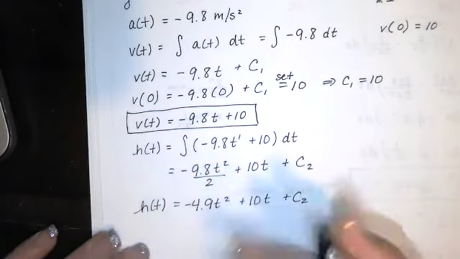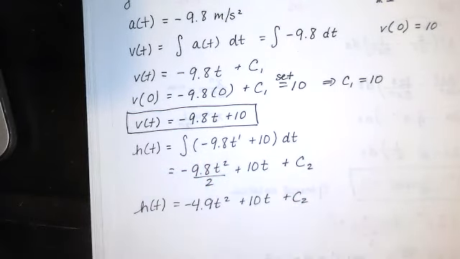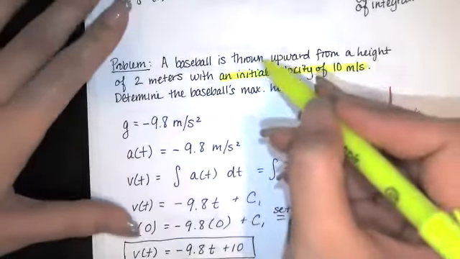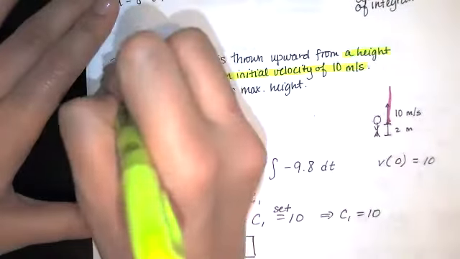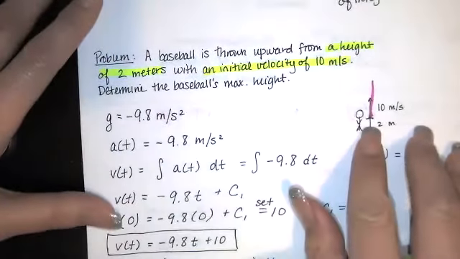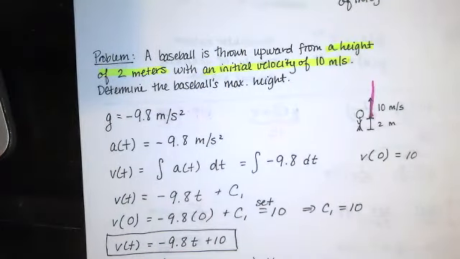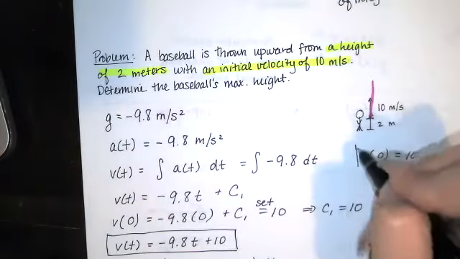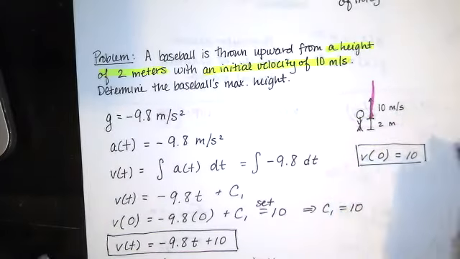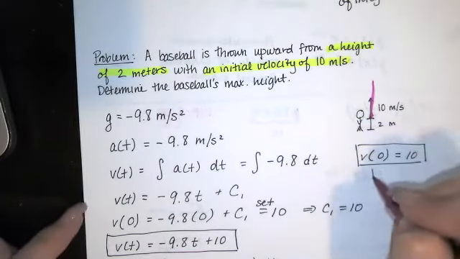Again, problem is I've got height with an arbitrary constant in it. But they told me what my height was at time t equals 0. That's an initial condition. They said it was thrown upward from a height of 2 meters. So at time t equals 0, the height was 2. I've got an initial condition right here, and I've got another initial condition down here.